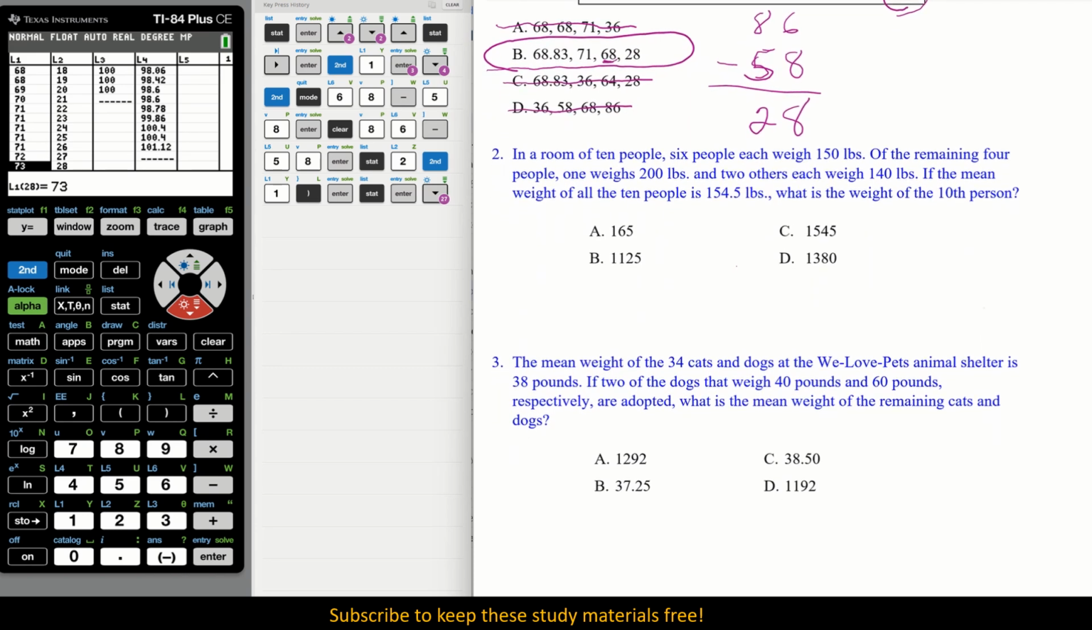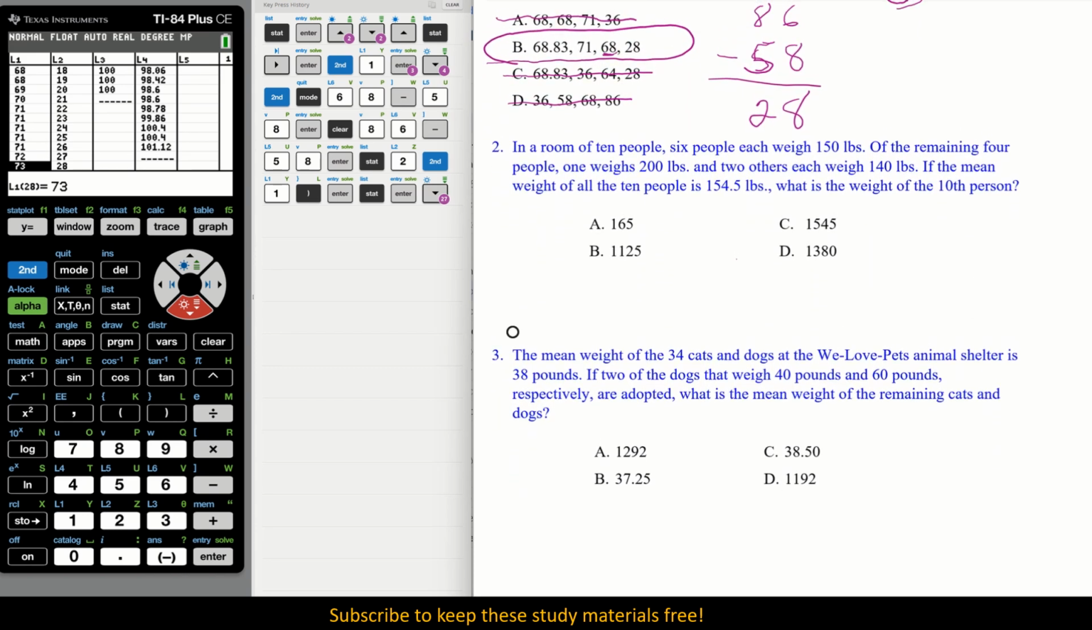Number 2 and number 3 will be different. Okay, number 2. In a room of 10 people, 6 of them have a weight of 150. Of the remaining 4 people, one weighs 200 pounds and 2 others each weigh 140 pounds. If the mean weight of all the 10 people is 154.5 pounds, what is the weight of the 10th person? Do not let this 10th person throw you off. It just means that we're going to look for that x first.